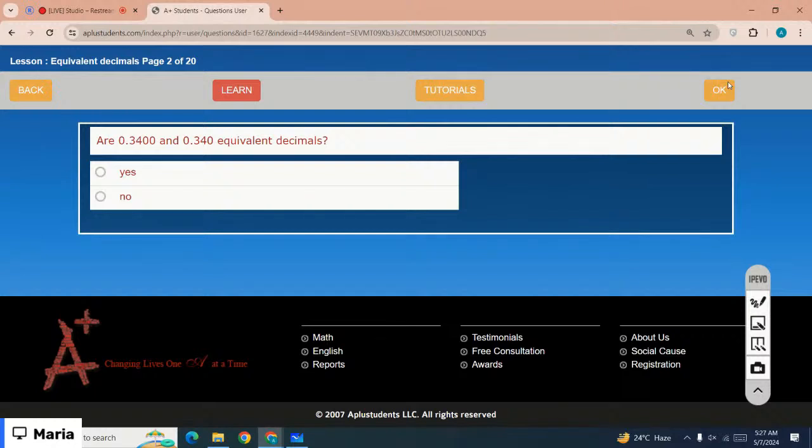Are 0.3400 and 0.340 equivalent decimals, whether you write the 0 or you don't write the 0? They are exactly equivalent, right? So which is the correct option? Are 0.3400 and 0.340 equivalent decimals? Which is the correct option? Yes, they are equivalent. The correct option is yes.